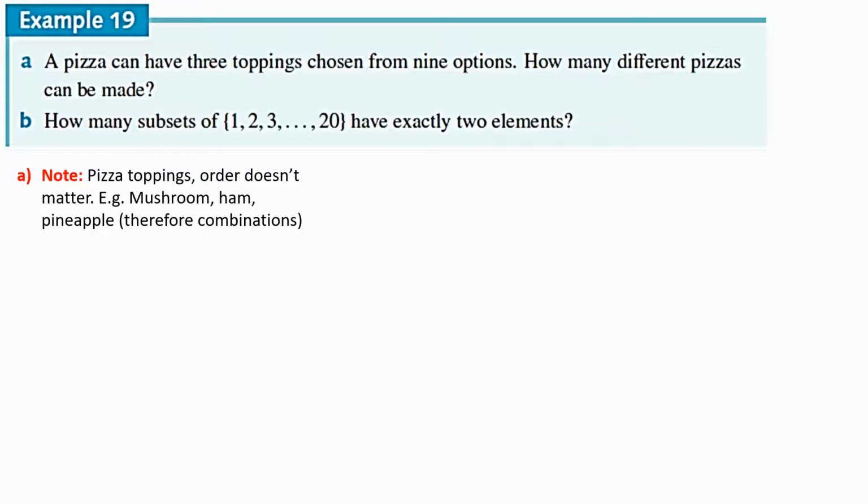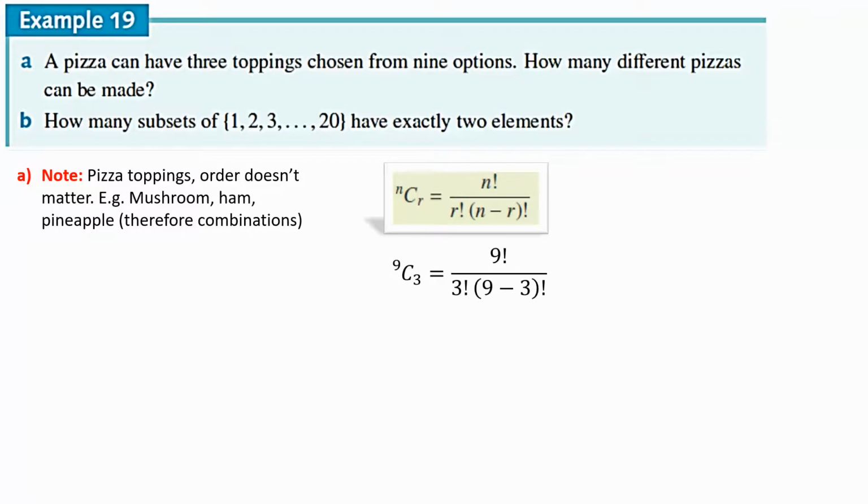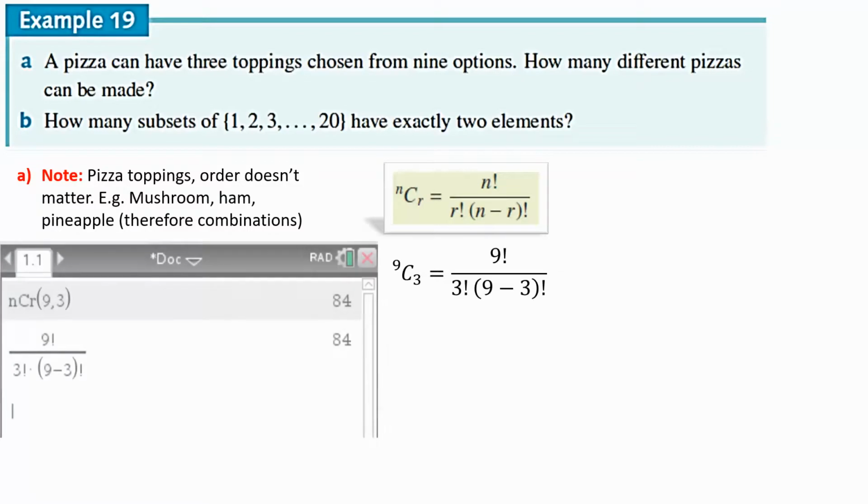So how do you answer the question? Same thing again. You already know the general formula. How many items do I have in total? I've got 9 options. How many am I choosing? 3. So answering the question, it'll be 9 factorial over 3 factorial times (9 minus 3) factorial, and that will give you the answer.